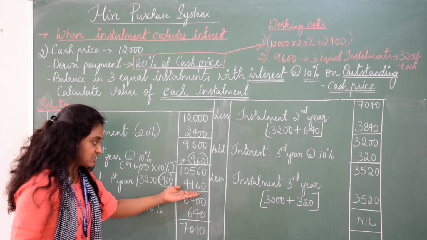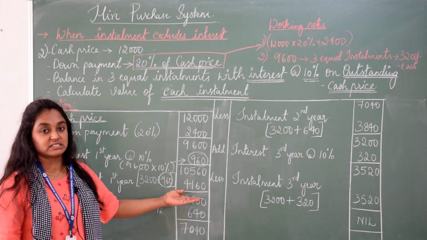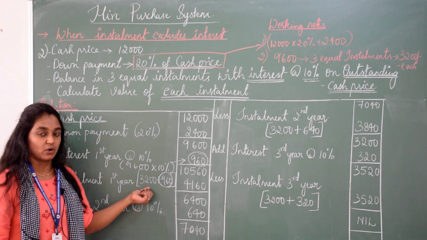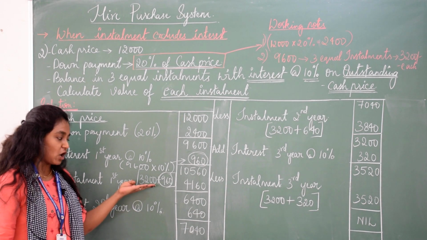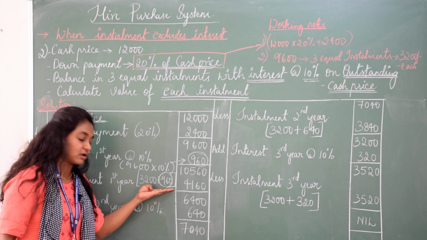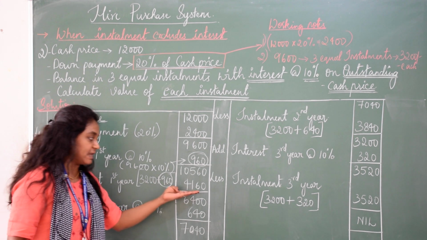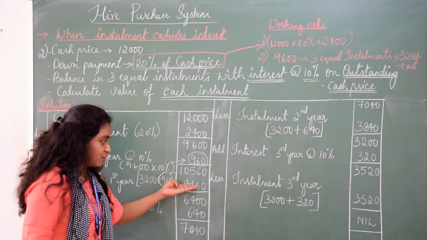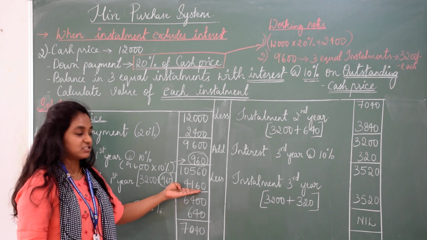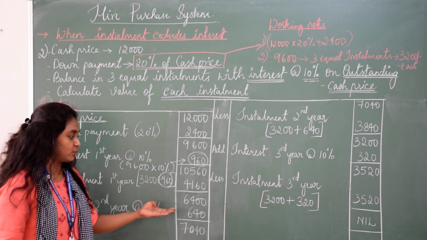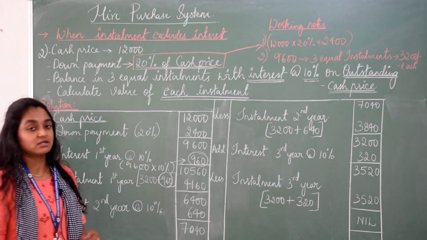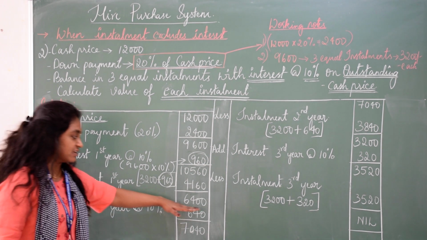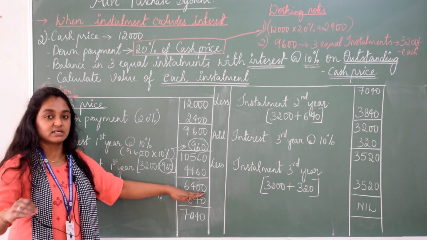So first year installment is 4,160, not just 3,200. 3,200 is a purely principal amount. On that you're adding interest and then taking the total value to the outer column. So now remove this particular first year installment from the balance. You will be getting 6,400. So with this balance we have stopped with the first year.